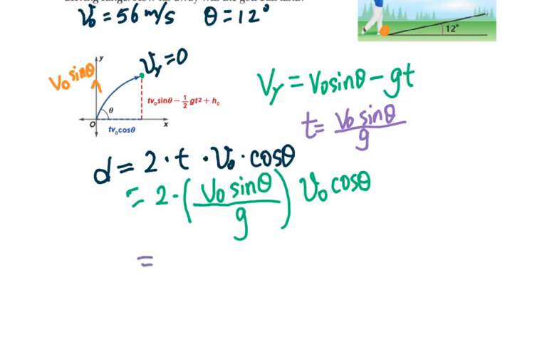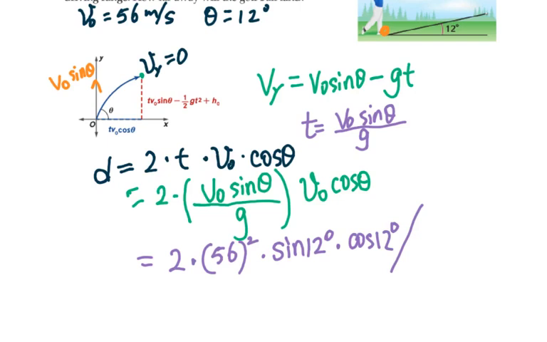Now I plug in, I got 2 times 56 squared times sine 12 degrees times cosine 12 degrees, then divided by g, we use 9.8 this time. So we put it into the calculator, we will get 130 meters will be the solution.